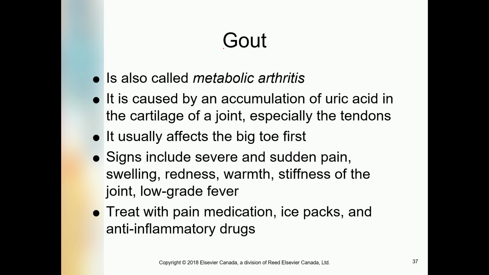Gout. Gout is a metabolic disorder. It is one kind of arthritis. It is also called metabolic arthritis. When people have a kidney disorder, they have this type of arthritis. It is caused by the accumulation of uric acid in the cartilage. The kidney has to excrete uric acid in urine, but it is not filtering that uric acid in the urine. That's why it is collected in the cartilage of the joint, especially the tendons.